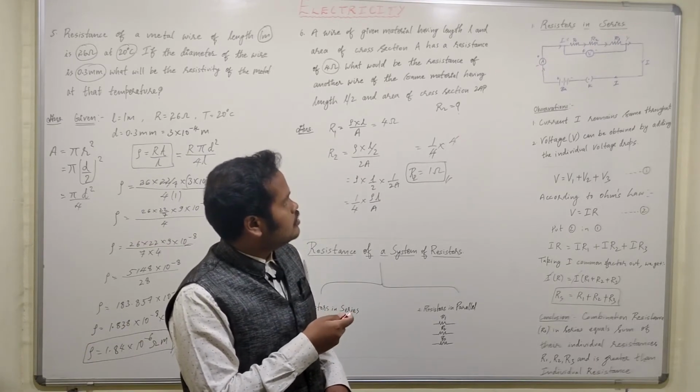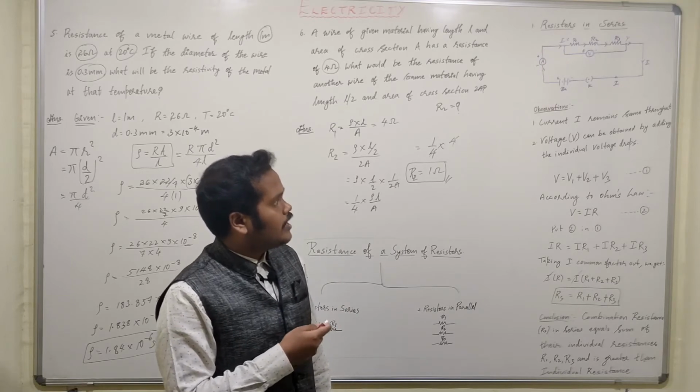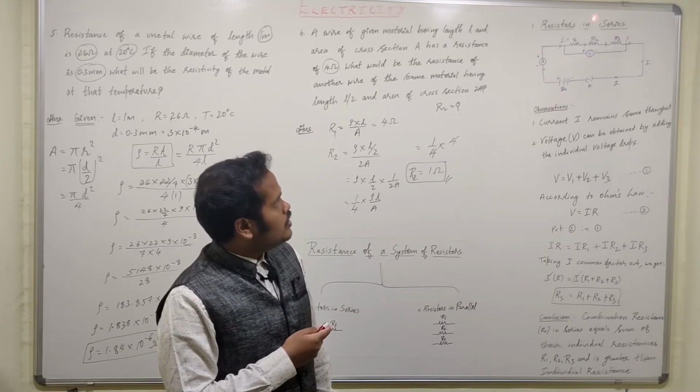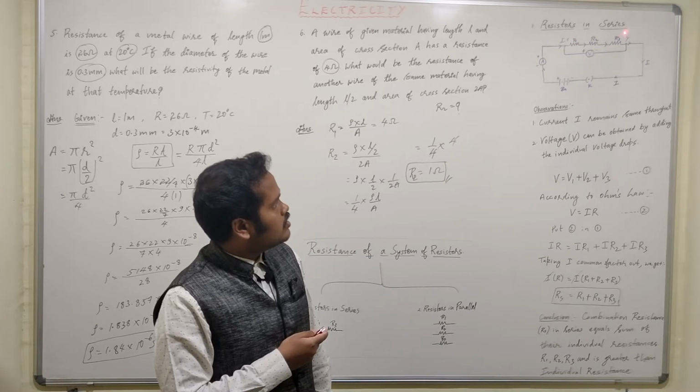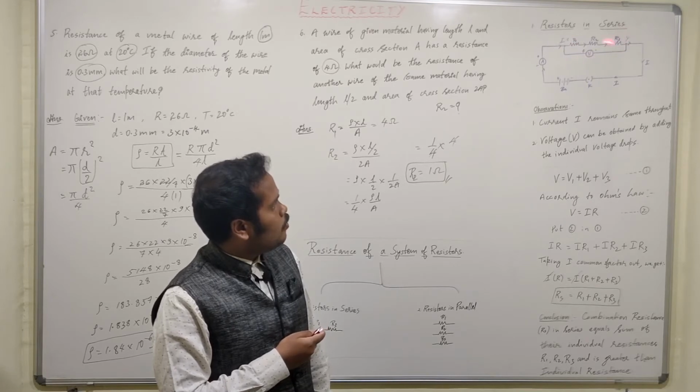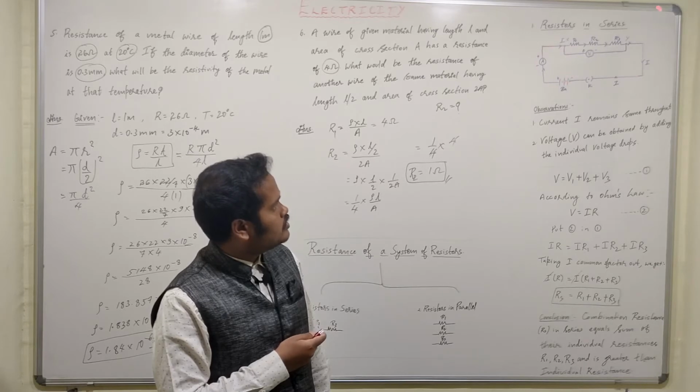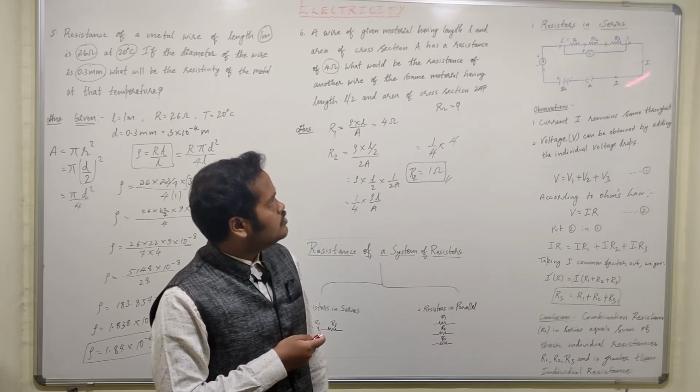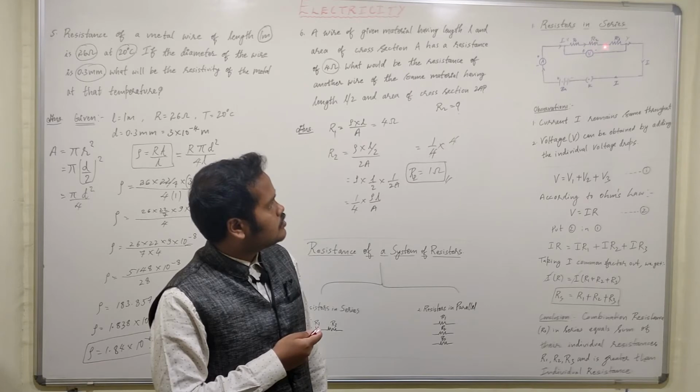Resistors in series. So this is an important circuit diagram. In this we have resistors R1, R2, R3 in series, with a voltmeter, ammeter, battery, and key, and the current is flowing from positive to negative. So this is resistors in series.